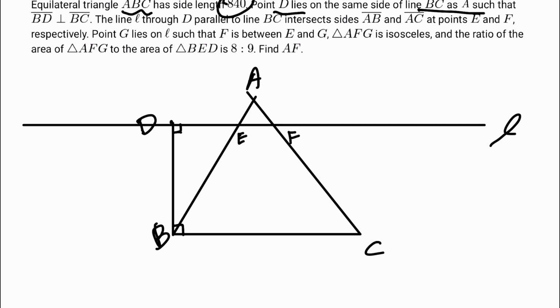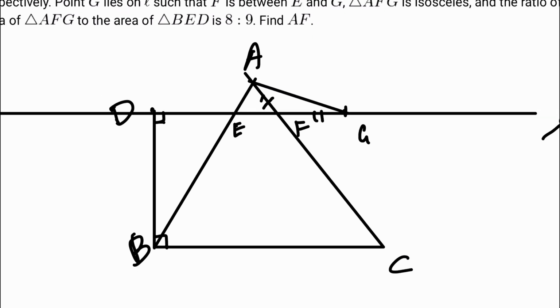F is between E and G, so G is on this side, and AFG is isosceles, which means that these two are the same. Let's see. Since it is an equilateral triangle, we can't have these two be the same because this angle is going to be 120 degrees and there can't be two angles with 120 degrees. So these two are going to be the same. So AFG is isosceles, and the ratio of the area of AFG and BED is 8 to 9.